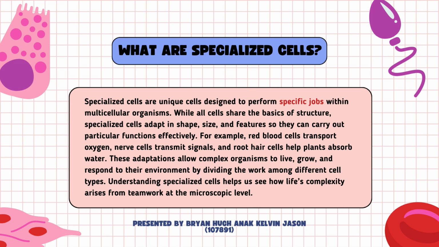Specialized cells are cells that are designed to carry out specific functions in multicellular organisms. Although all cells share basic features, specialized cells differ in their shape, size, and structure to help them perform their roles more efficiently. For example, red blood cells are shaped to carry oxygen, nerve cells are adapted to transmit messages, and plant root hair cells help absorb water and minerals.